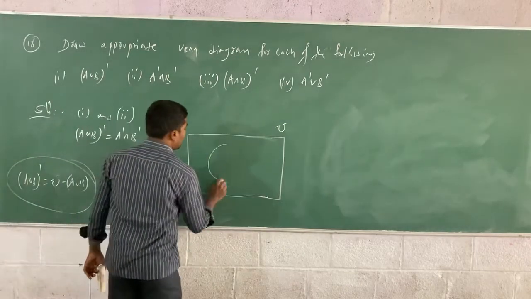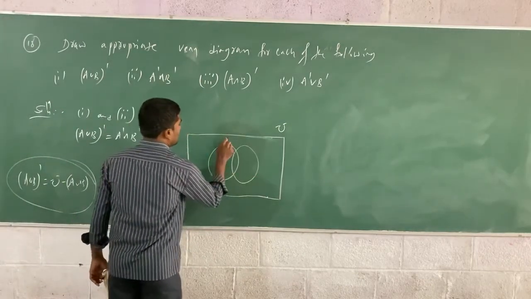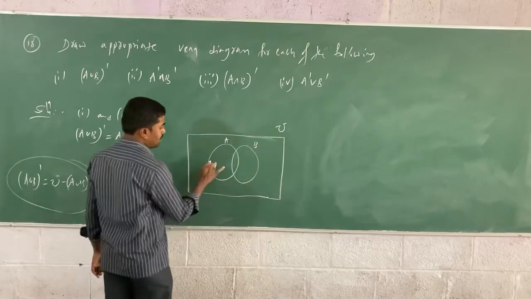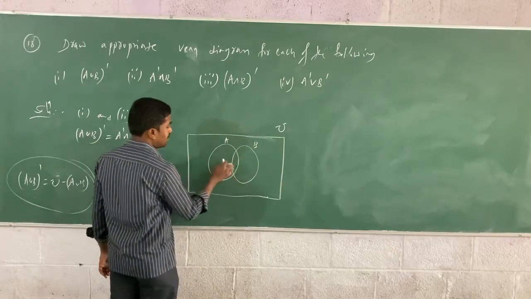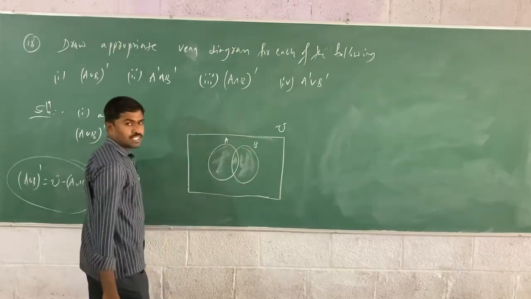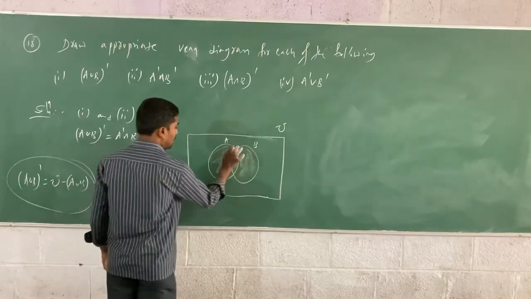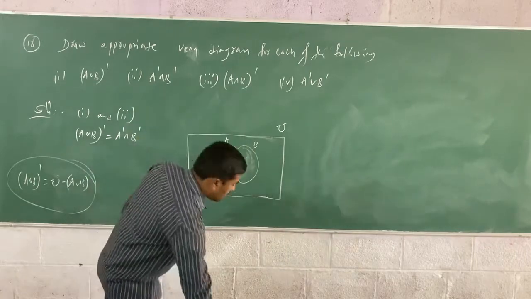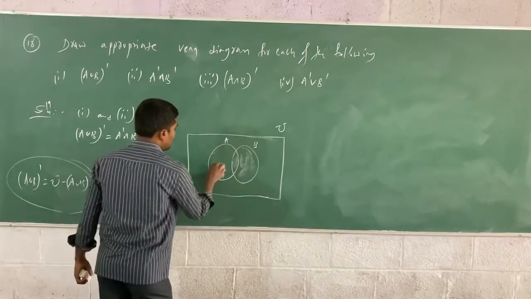Okay? This is A, this is B. A union B is here. This is the portion of A union B. The remaining part of the universal set is the other portion. So this is the portion we want.